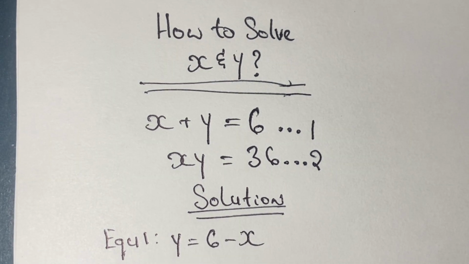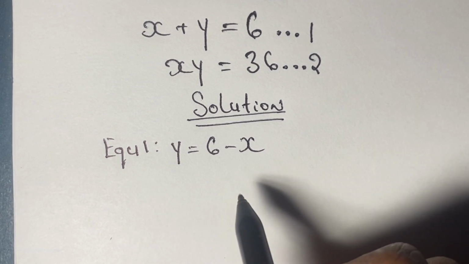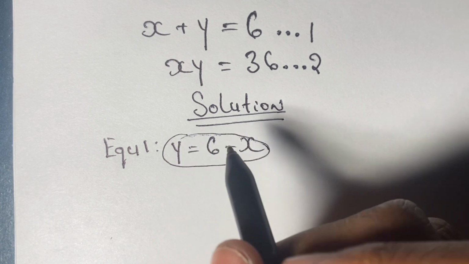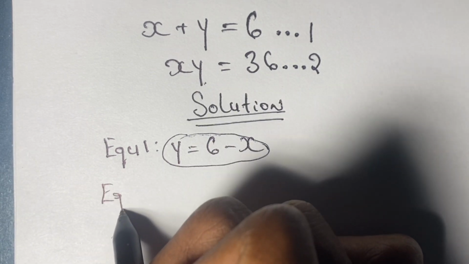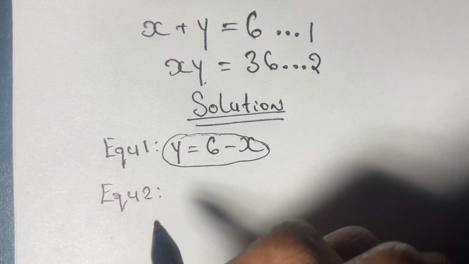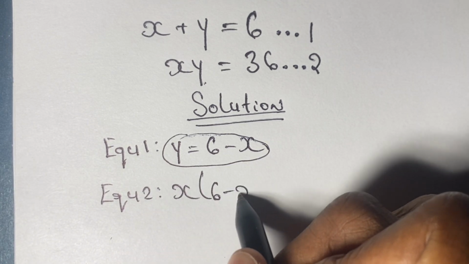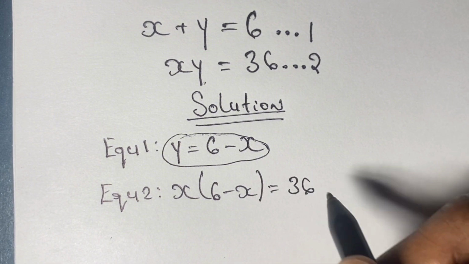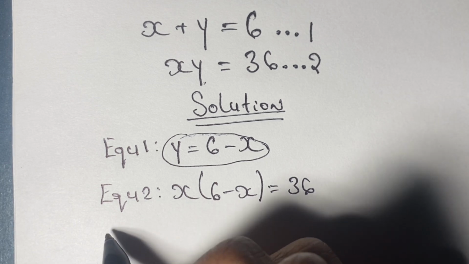Now the method that we're going to be using to solve this problem is known as the substitution method, where we substitute the value of y. In equation 1, x plus y is equal to 6, we make y the subject and have y is equal to 6 minus x. Then in equation 2 we substitute the value of y, where we have x times (6 minus x) equal to 36.